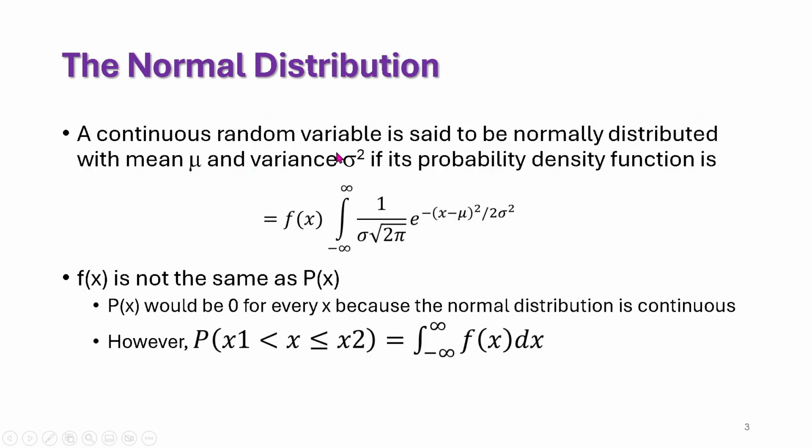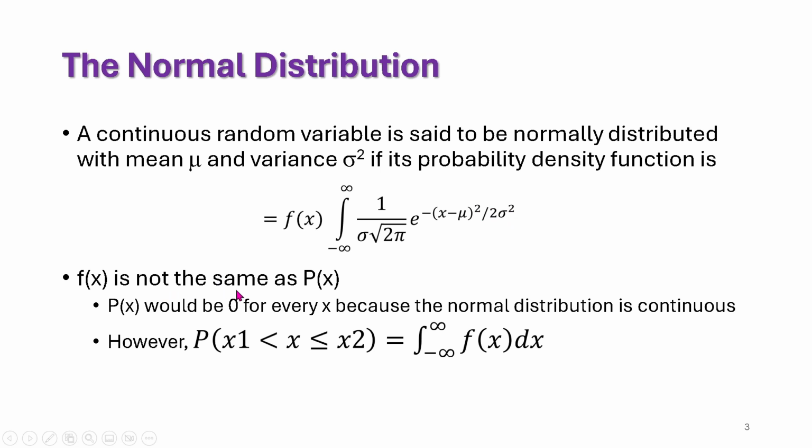A continuous random variable is said to be normally distributed with mean mu and variance sigma squared if its probability density function f(x) is equal to 1 divided by sigma times the square root of 2 pi, times the exponent of negative (x minus mu) squared divided by 2 sigma squared.